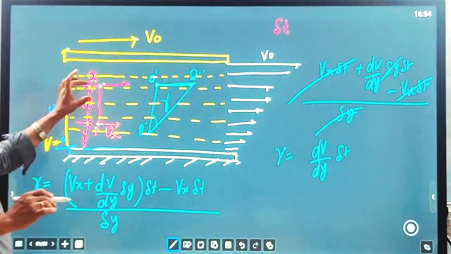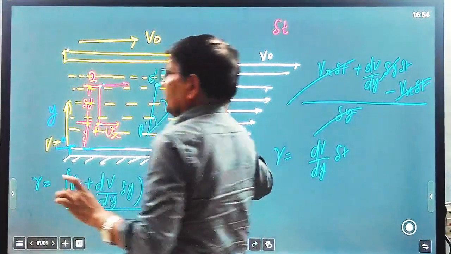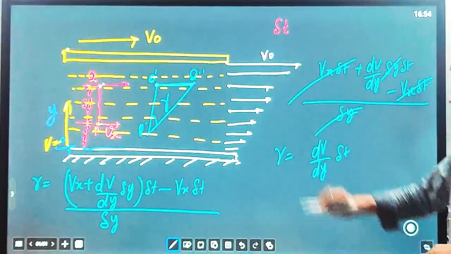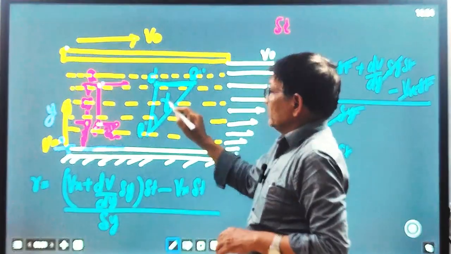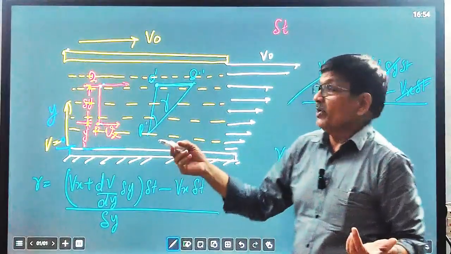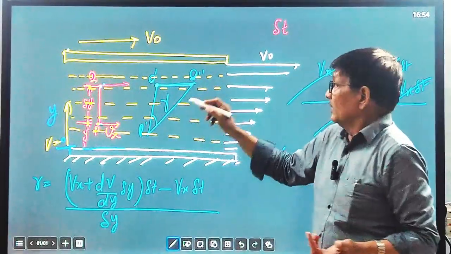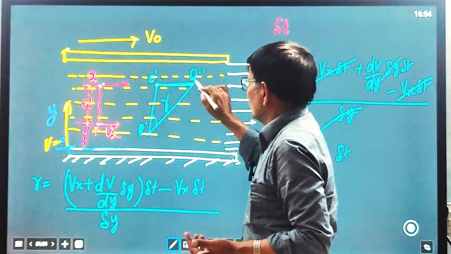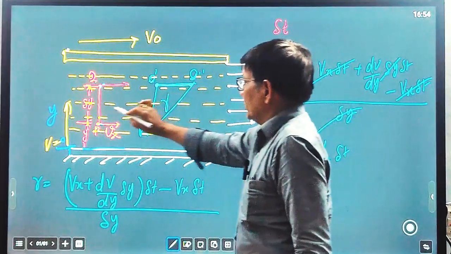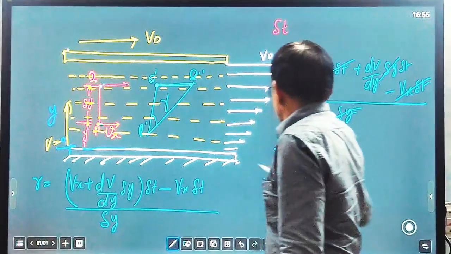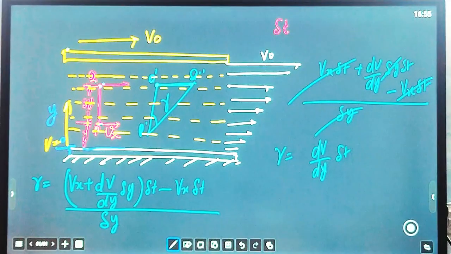So if the strain here is caused by the motion of the upper particle being more compared to the lower particle, this angular deformation takes place. That is tan gamma, and this tan gamma is very, very small, so you can write tan gamma equal to gamma, and gamma is the strain that is equal to Q'Q'' upon P'Q', and P'Q' is equal to del y. So this is the strain.